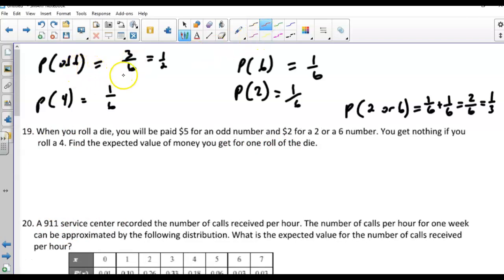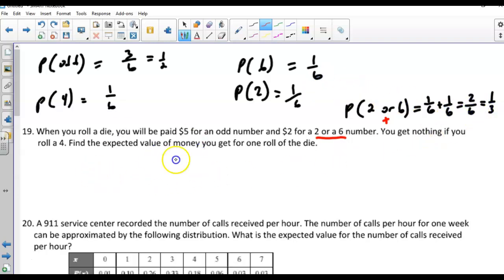The probability of rolling the odd is 3 out of 6, or 1/2. The probability of rolling the 4 is 1 out of 6. The probability of rolling the 6 is 1 out of 6. The probability of rolling the 2 is 1 out of 6. This says you get $2 for rolling 2 or 6. The probability of 2 or 6, or means add, so 1/6 plus 1/6 equals 2/6 or 1/3.